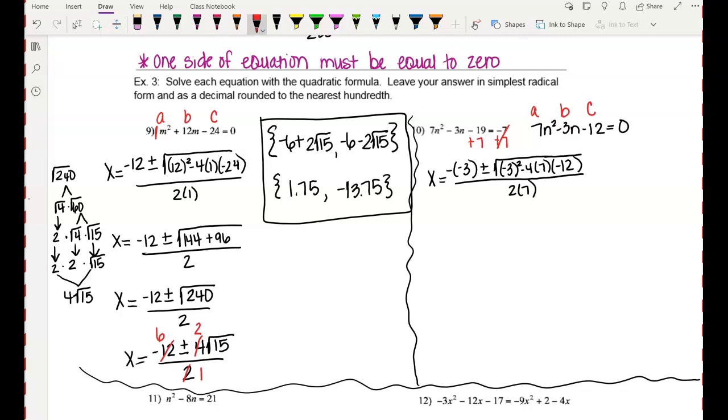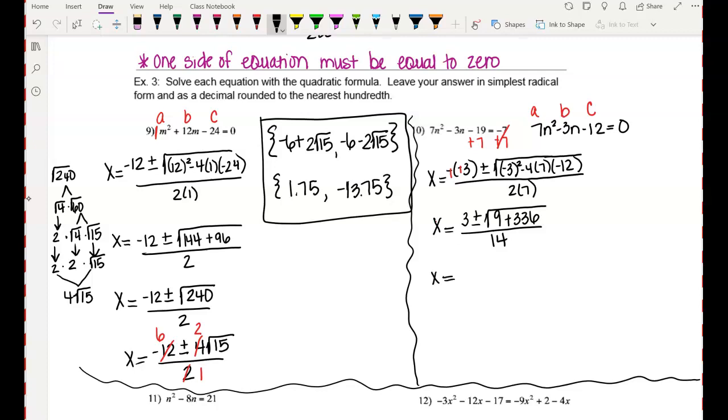So I have that double negative out front there that I want to take care of. So x equals 3 plus or minus the square root. -3 squared is +9. -4 times 7 is -28. -28 times -12 is +336. And that's all going to be divided by 14.